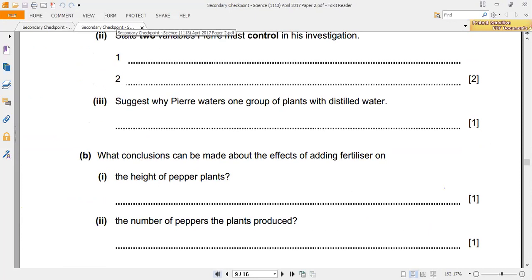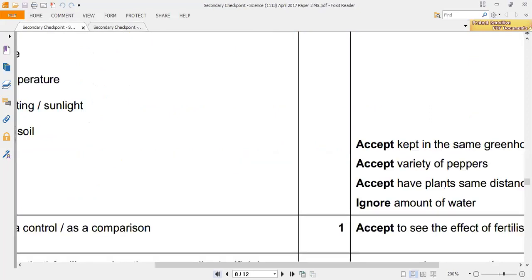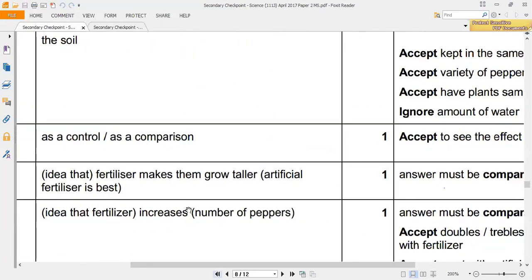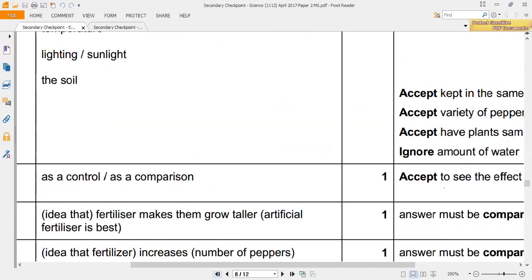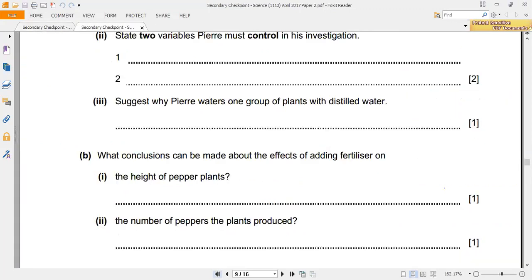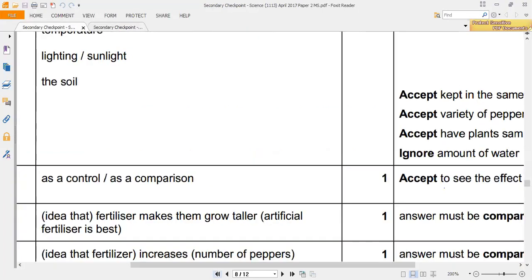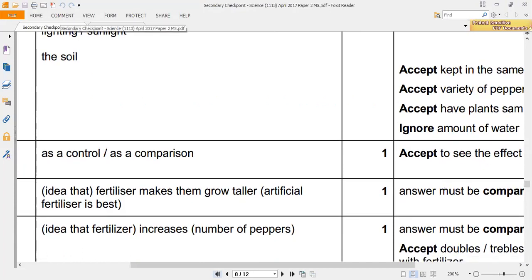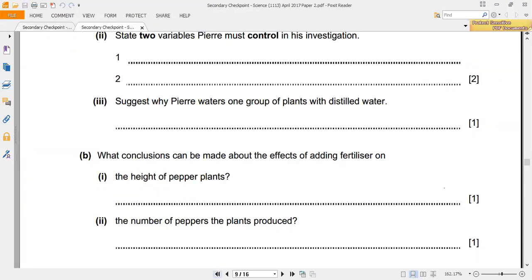What conclusions can be made about the effects of adding fertilizers on the height of pepper plants? Anything here, it's an open-ended question. You can say, for example, okay, fertilizers make them grow taller. Okay, artificial fertilizer is the best because according to the table, it's much taller than the others. Okay, part two, the number of peppers the plants produced. Also, you can say here, the fertilizers increase the number of peppers because they allow them to grow better.